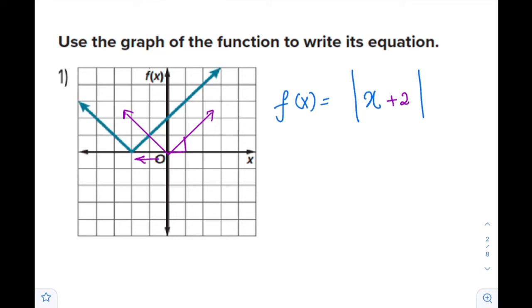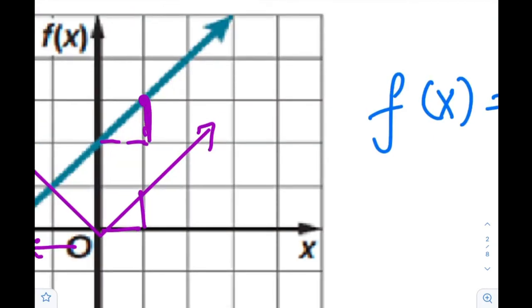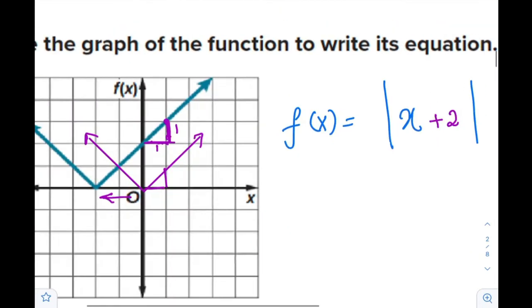Now let's check the slope of the new shape. This one. How much is the slope? The rise is 1. The run is 1. 1 over 1, the rise over the run. So the slope is 1. So I will not put any factor outside. So by the end, you have to write f of x is equal to absolute value of x plus 2 only.